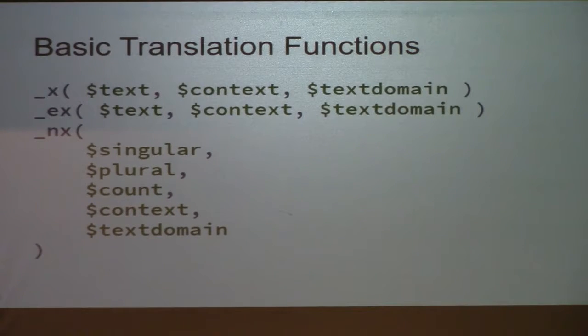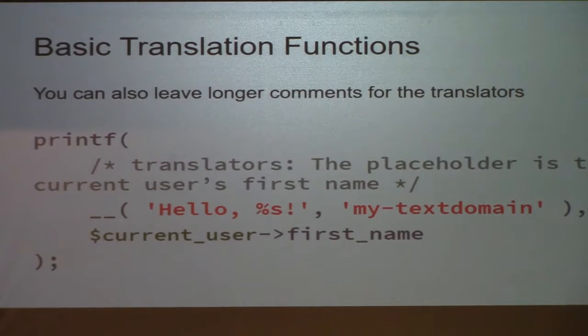These functions are meant for pretty short descriptions. If it's a part of speech or some very straightforward linguistic structure, use this. But if you need to provide a larger description of what you're trying to do, you can also add comments before the translation function. If you use the word translators with a colon, whatever comment comes after that will show up in the translation template for the translators to use.